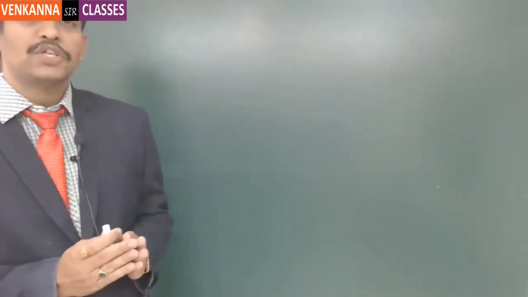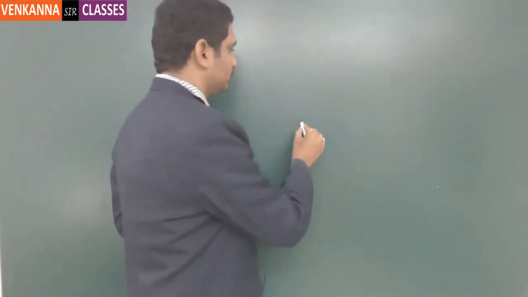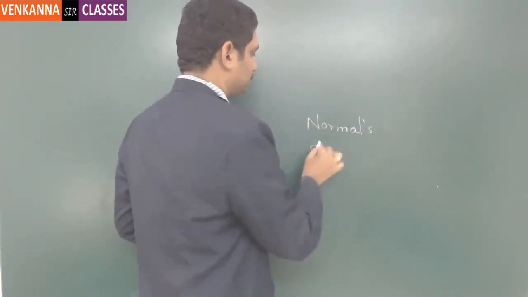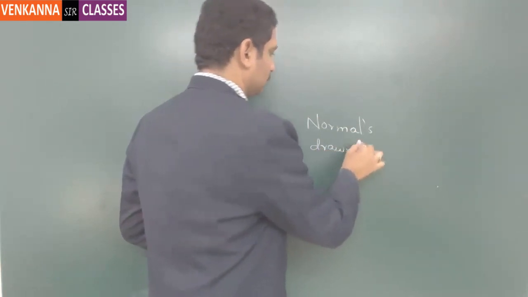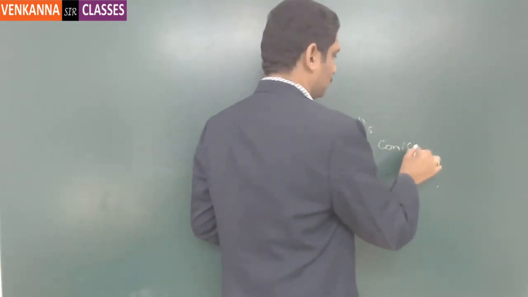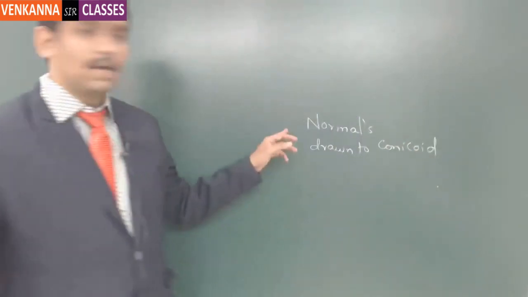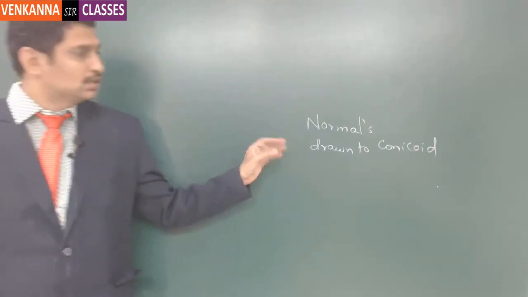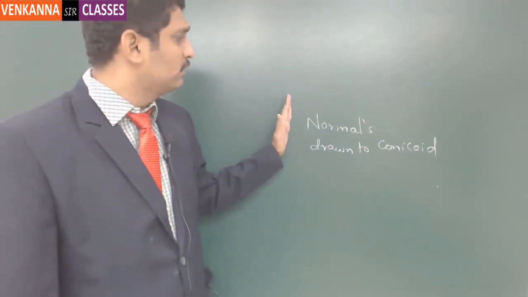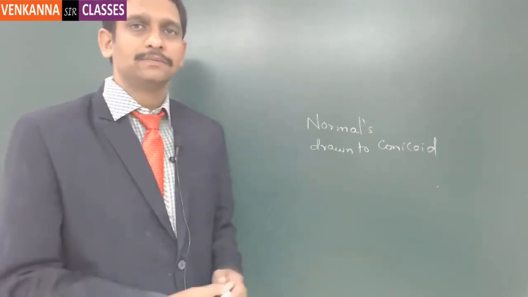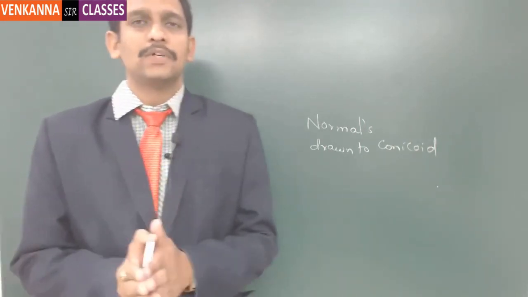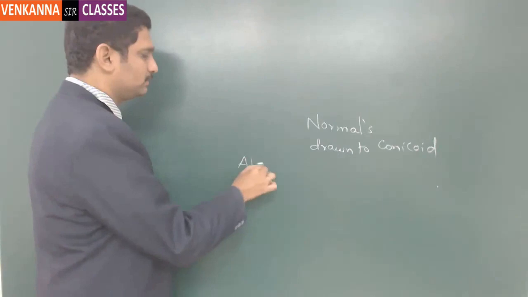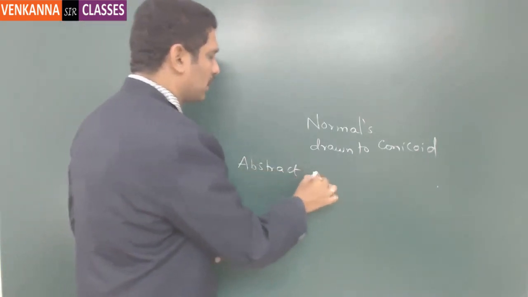Then the objective of today's session will be on normals drawn to conicoid as well as ellipsoid. So we discuss the concepts with regard to this topic in today's session. From Thursday onwards, we are going to start a new topic, that is abstract algebra or modern algebra, whatever you say.